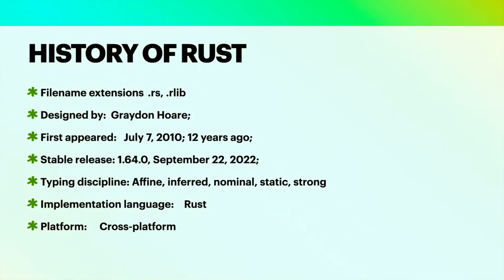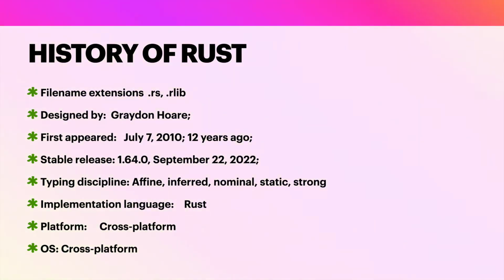The next one is cross-platform. It supports Unix, Windows, and Mac operating systems. Obviously, this supports cross-platform operating systems. And the last one is the licensing. It follows the MIT and Apache 2.0 dual licensing.